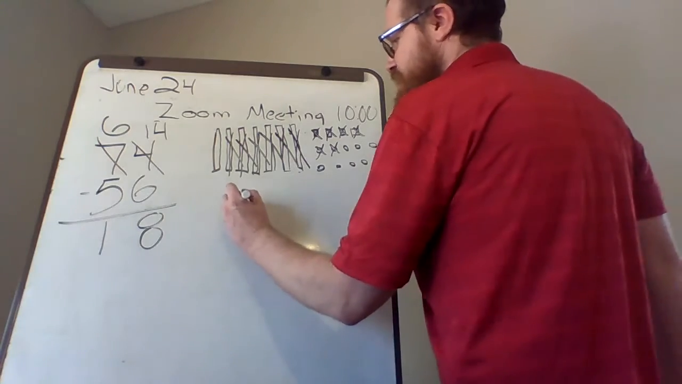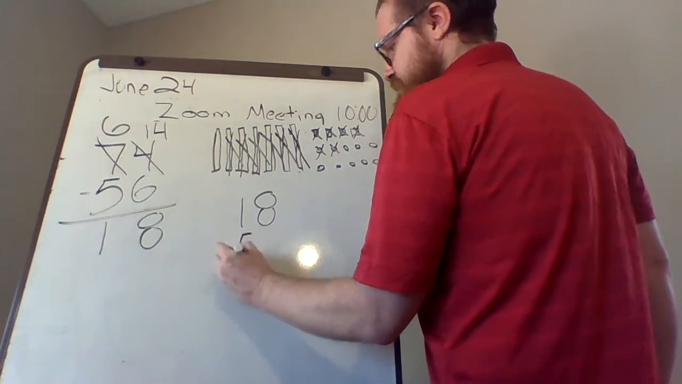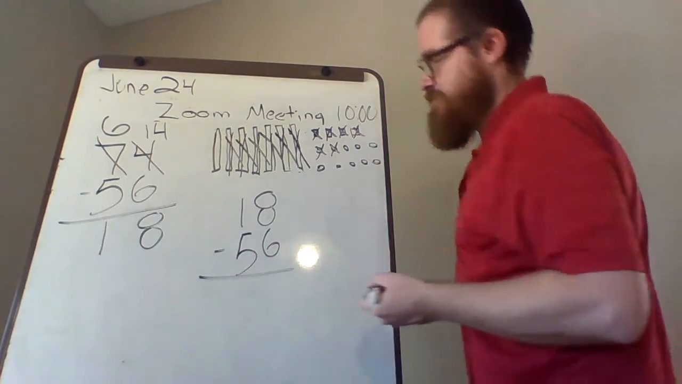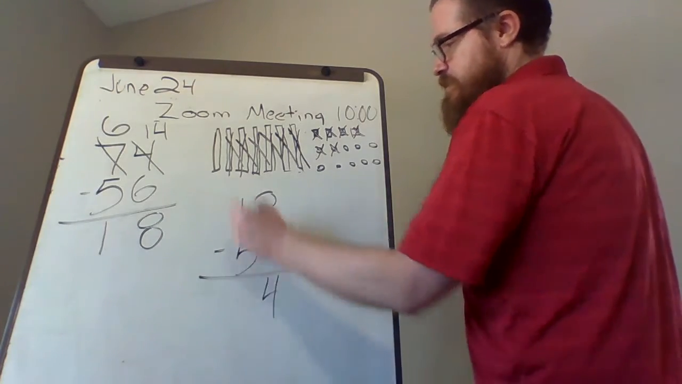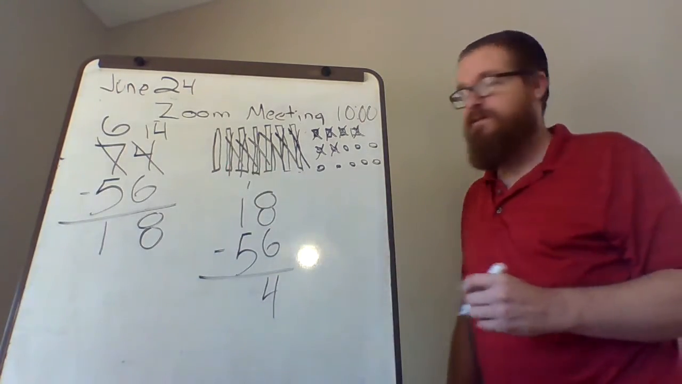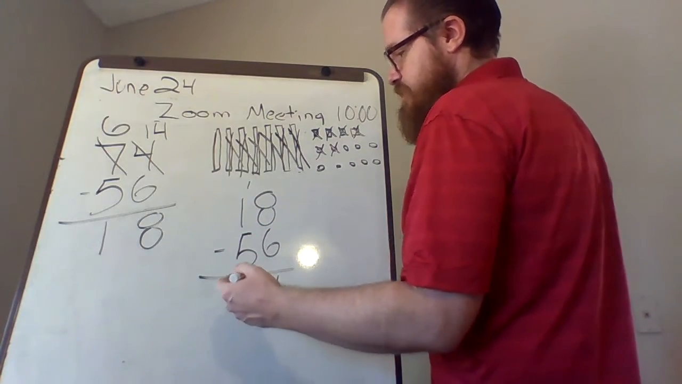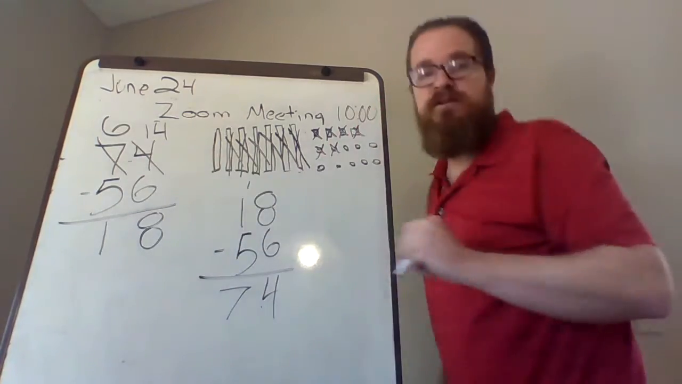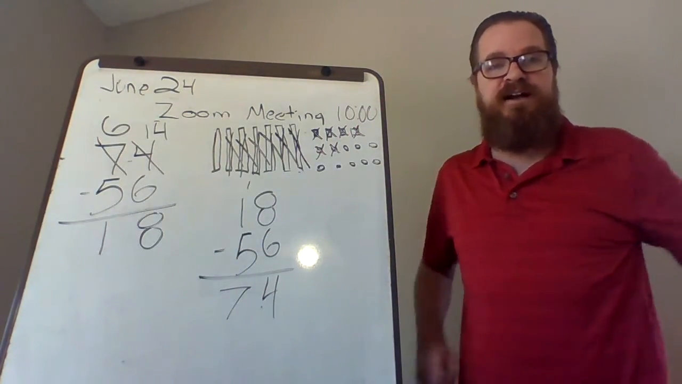Let's double check to make sure I was right. So I'm gonna take my answer, which is called a difference, plus the number I was subtracting, and see if I get my first number, 74. 8 plus 6 is 14. Regroup the 10. 1 plus 1 is 2, and 2 plus 5 is 7. So we have 74 here, 74 here. I can be fairly confident that I got it right.